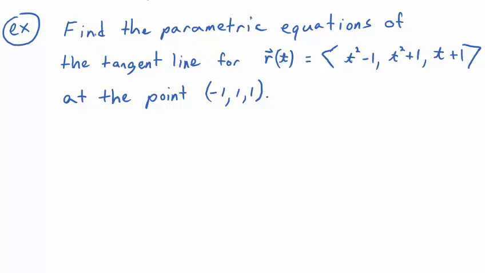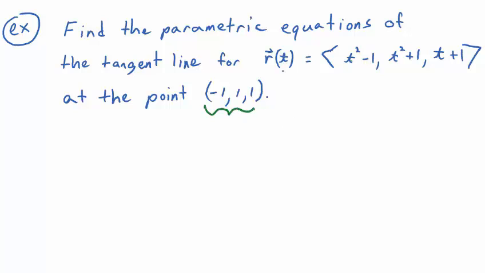Okay, in this example, we find the parametric equations of the tangent line for the vector-valued function r of t equals t squared minus 1 for the first component, t squared plus 1 for the second component, t plus 1 for the third component, at the point negative 1, 1, 1. So it's important to realize what we're given here. This r of t graphs to be a curve in space. And this point right here, we're saying, is a point on that curve.